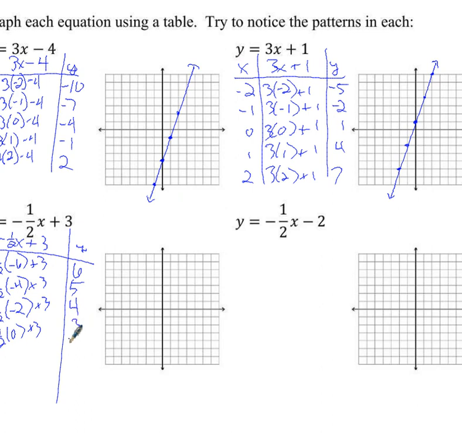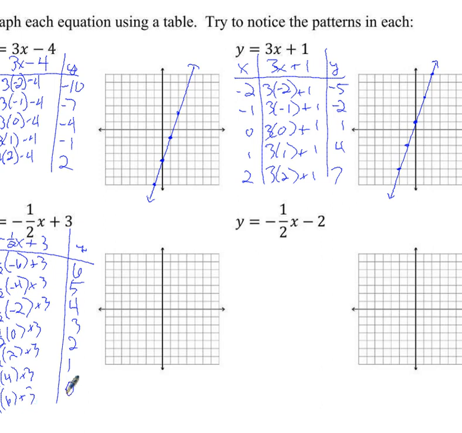3. Negative 1/2 times 2 plus 3. Now it's negative 1/2 times positive 2, which winds up being negative 1 plus 3 is 2. Then we have negative 1/2 times 4 plus 3. What do we get? 1 is correct. And then we have negative 1/2 times 6 plus 3, which is 0.